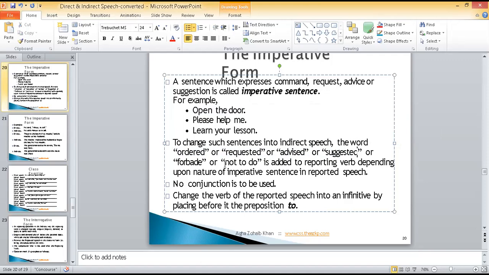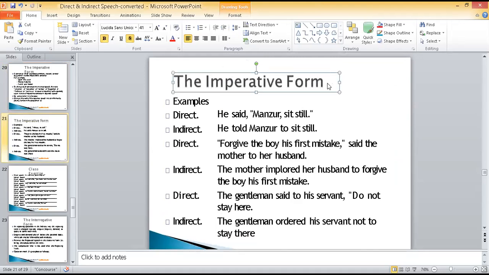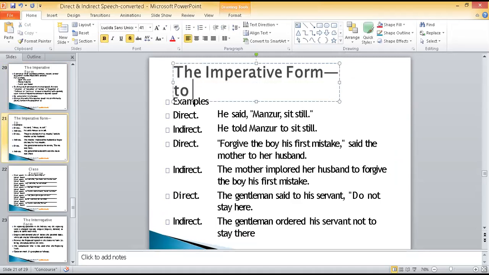But remember, when there is a sentence like she told me don't play with matches, then you have to start it with not to do. For example, she forbade me from playing with matches, or she forbade me not to play with matches, or something like that. The function here is with to, you have to use to. He said, Manzoor, sit still. Now we know that this is something that is told to Manzoor, so you would say that he ordered Manzoor to sit still. Instead of that, I have placed to. Remember, in imperative form, it is usually followed by to.